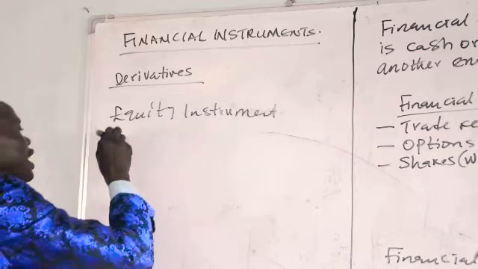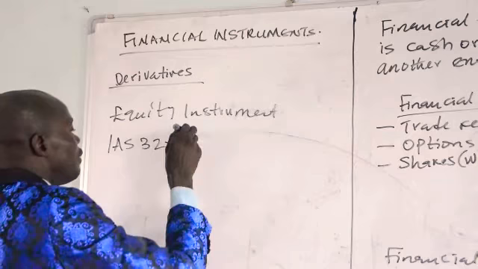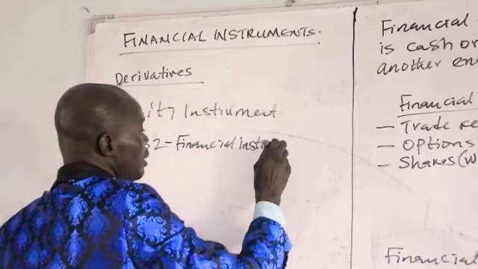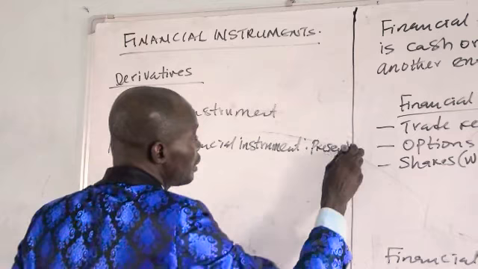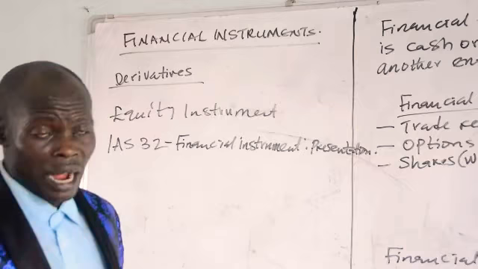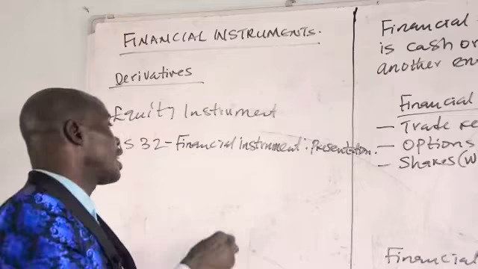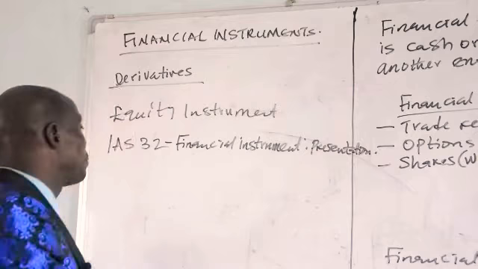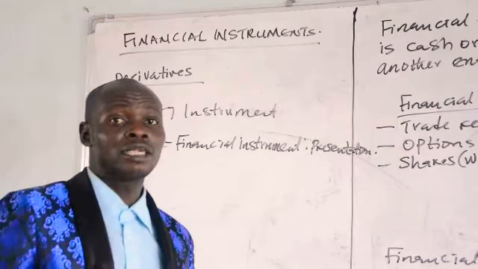You have IAS 32, which deals with financial instruments presentation. It covers the classification of financial instruments into equity and liabilities. It also covers the presentation of compound financial instruments.